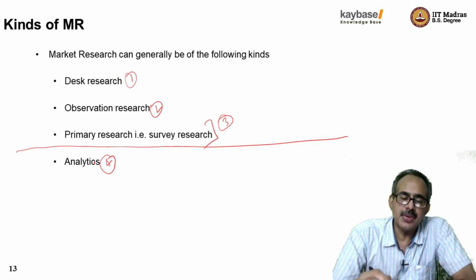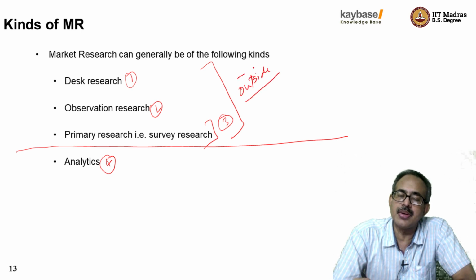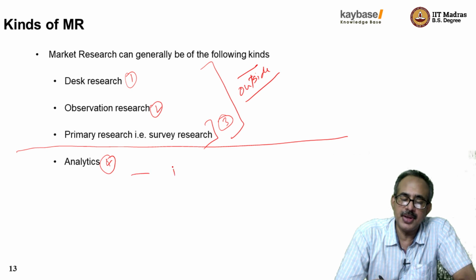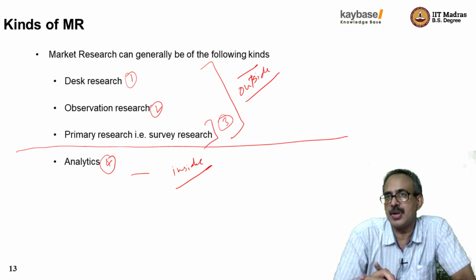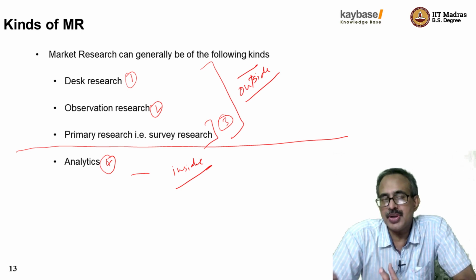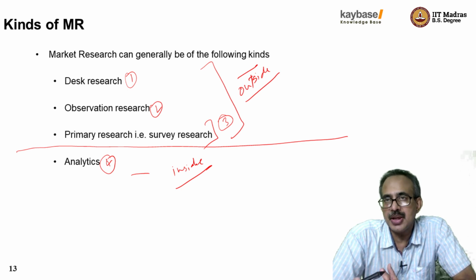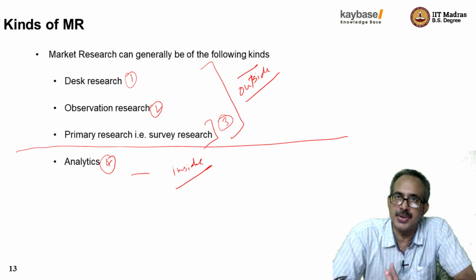In the other three things, we find it from outside, from the customers by going out in the market. Here we find it from inside, in the sense the data is already lying with the company. And we do analysis of that data, analytics of the data. That's the only real difference. But essentially, this is also meant to give you insight, which helps the marketing manager to take an appropriate decision.